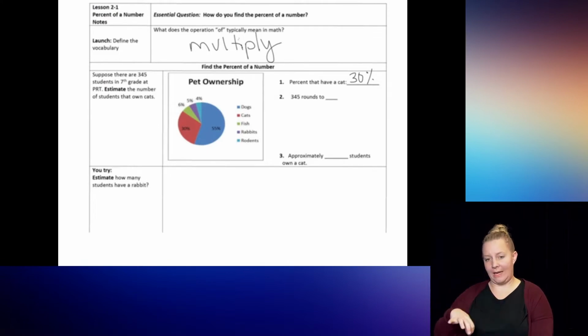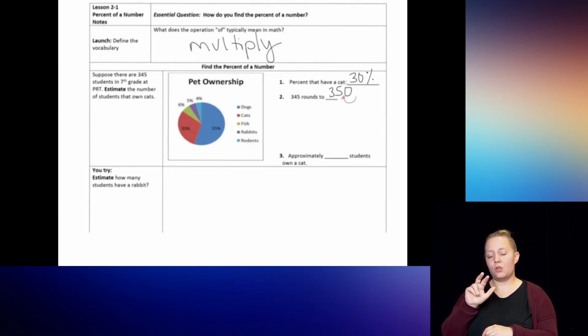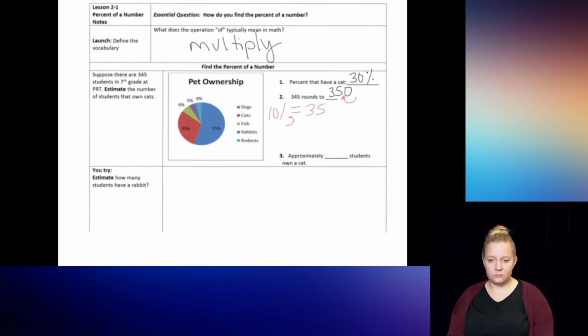30% of 345 might be a bit tricky, but if we round 345 to 350, that can be nicer because I know that 30% is 3/10. So remember, if I find 1/10, I can come right here, one spot to the left, 10th spot. So I have 35 would be 10%. And so to get 30%, I would want to multiply that by 3. So then I could say 30% is 35 times 3.